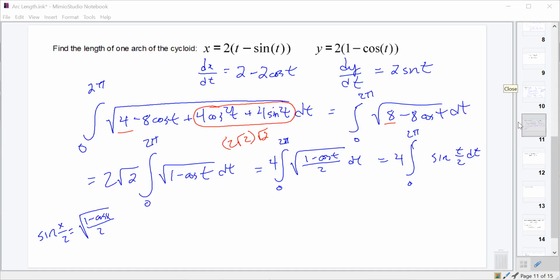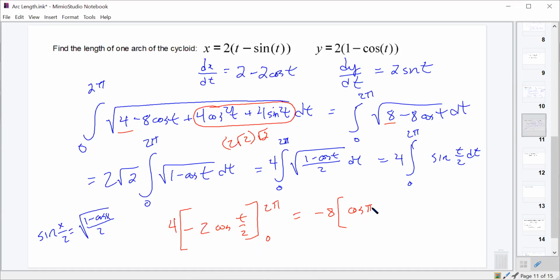Nick, you good? Yeah. All right, so now this is an easy integral, right? We got 4, and then we got the integral of sine of t over 2 should be negative 2 times the cosine of t over 2. And we'll integrate from 0 to 2 pi. Looks like that ought to give us negative 8 times cosine pi minus cosine 0. And that'd be negative 8 times cosine of pi is negative 1, and minus 1, which is negative 8 times negative 2, for an exact length of 16 units. Good or no?